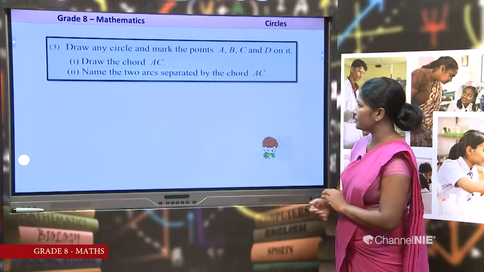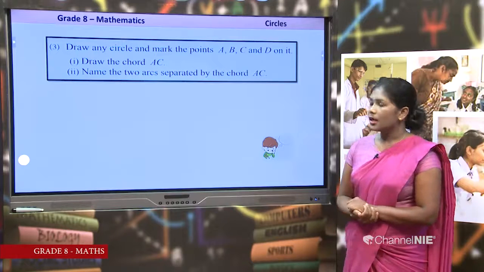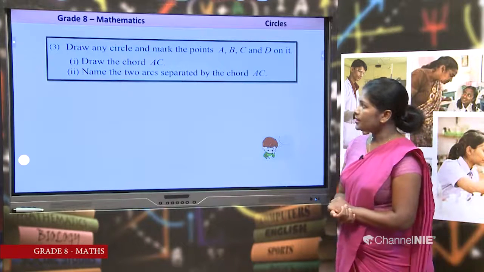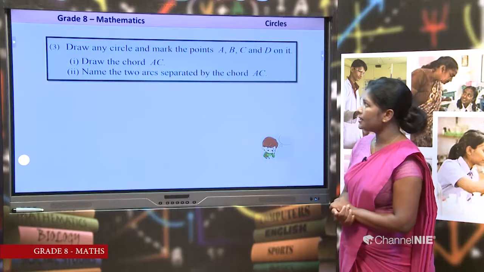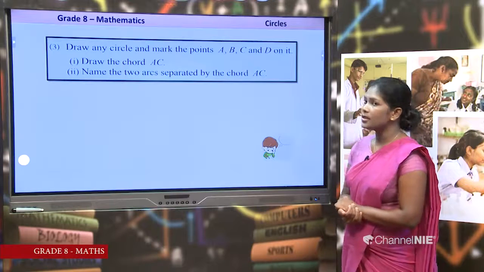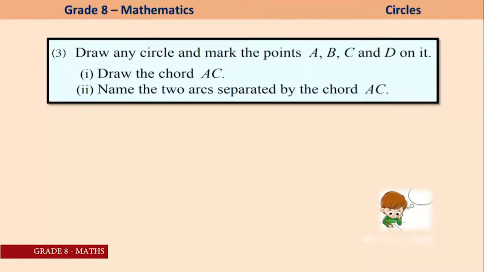What is this? Draw any circle and mark the points A, B, C and D on it. Question number 1, draw the chord AC. Question number 2, name the two arcs separated by the chord AC. First, draw a circle.